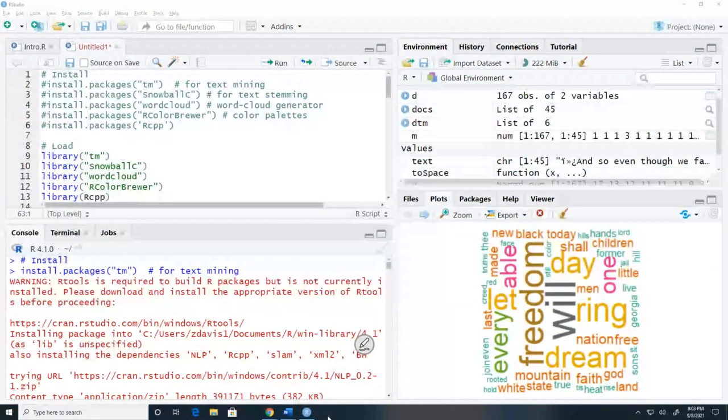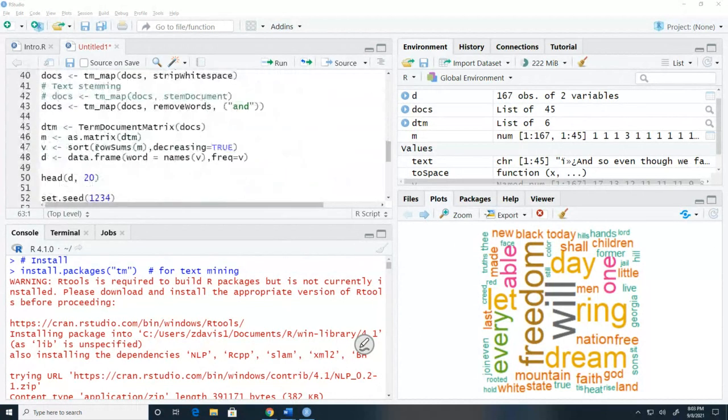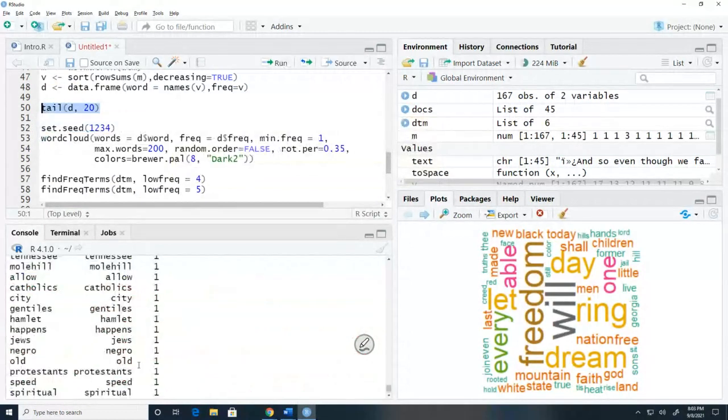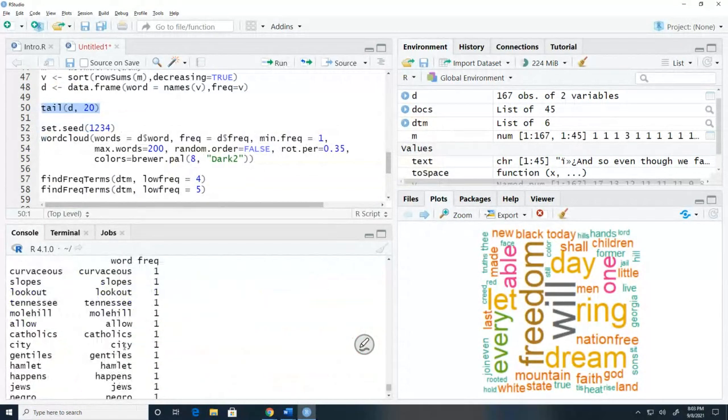Hey, Professor, how do I get the last 20? So head D20, but is it tail something else 20? You would just change head to tail, okay. And it runs the tail function. I put capital T. Maybe that's what I did. Yeah. Gracious.